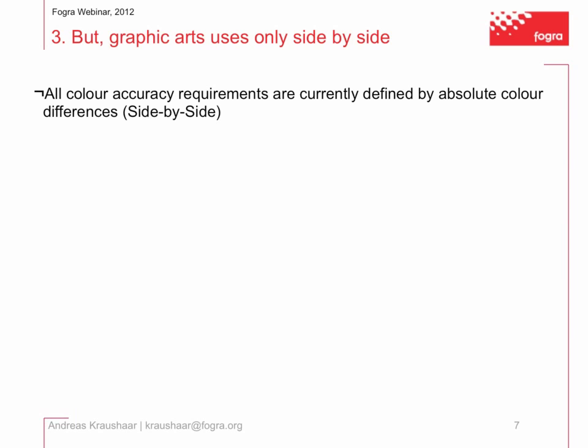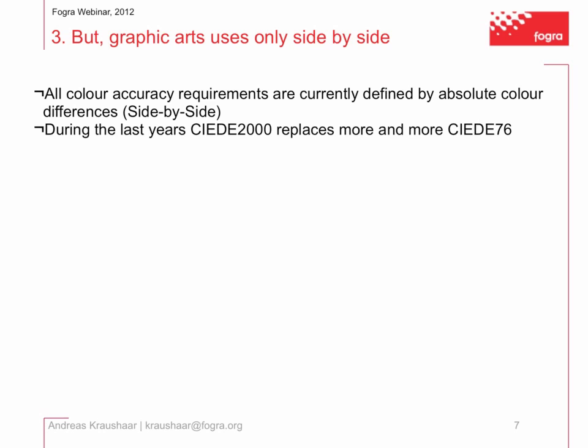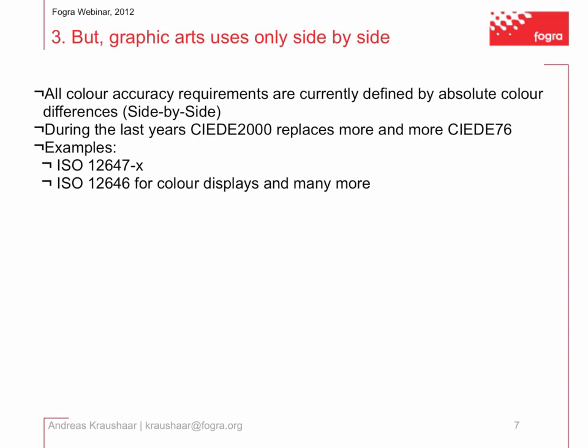However, the graphic arts, as I said, only uses side by side. So all color accuracy requirements, which you find in the ISO standards in different codes of practice, are the application of side by side tolerances, XYZ, LAB, delta E values. All those delta E values you see reflect the differences which you see if you see them side by side. And not only delta E76, we use also more and more delta E2000 and replace it, but this is still the same concept. It reflects the color difference which you see when you compare those objects side by side. And there are different examples, 12647, soft proofing, and many, many more.